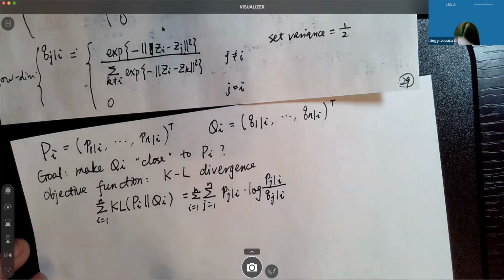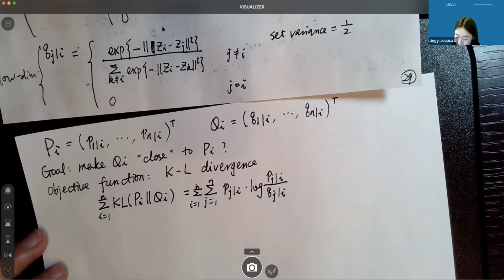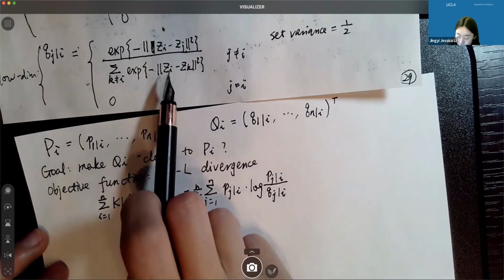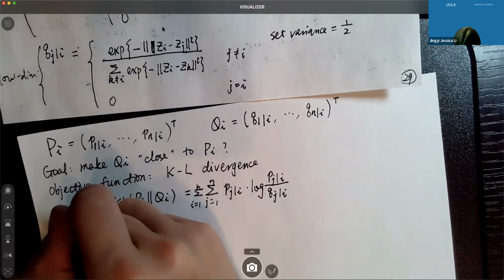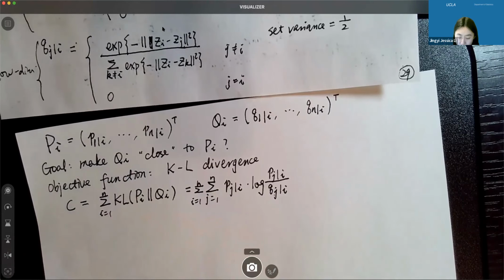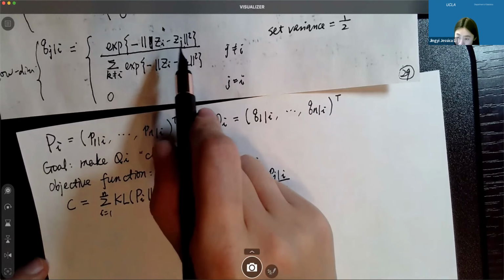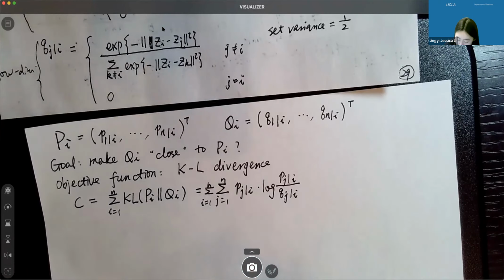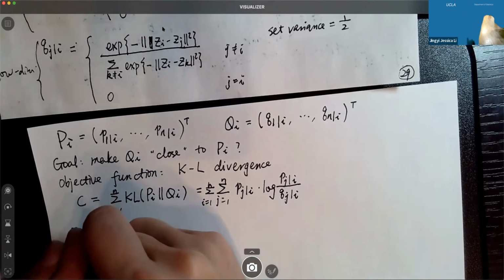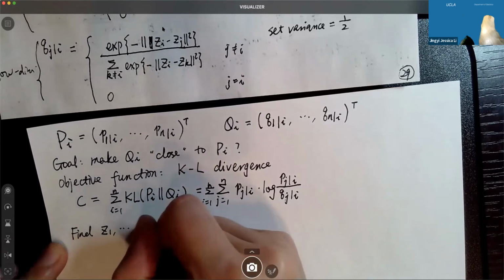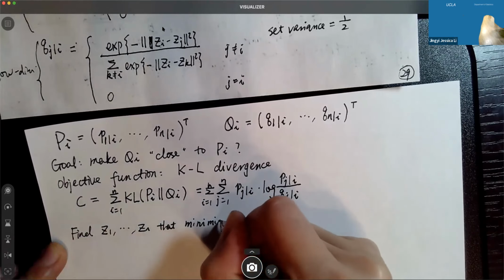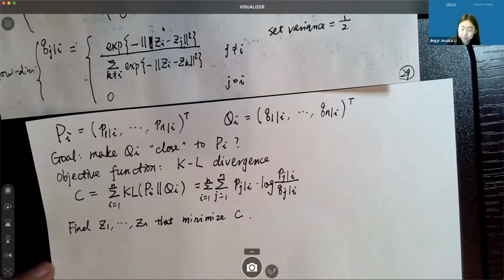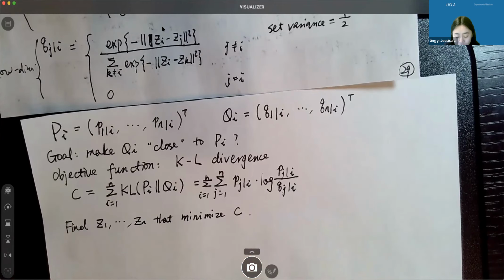But that's not done yet because Qj given i is just an intermediate, right? We ultimately want to find the z1 to zn. So in other words, let's call this cost C. What we really want to do is find the z1 to zn that minimizes the C. This is the goal.